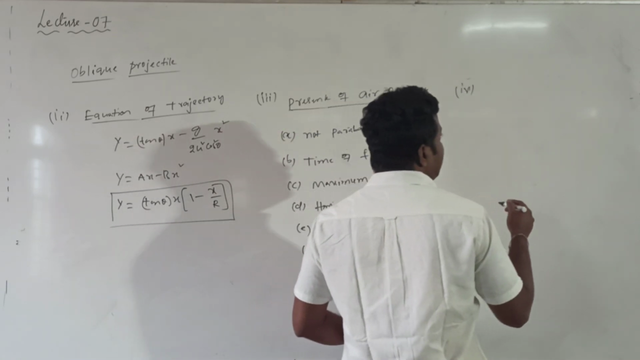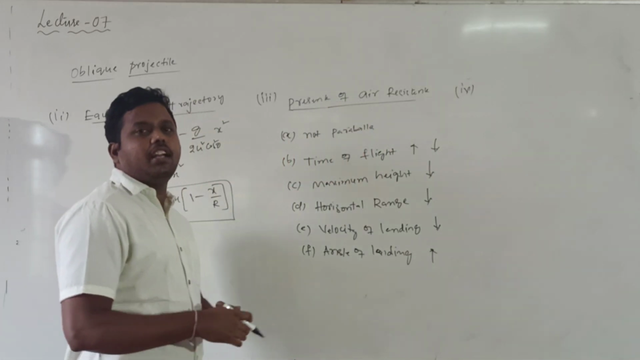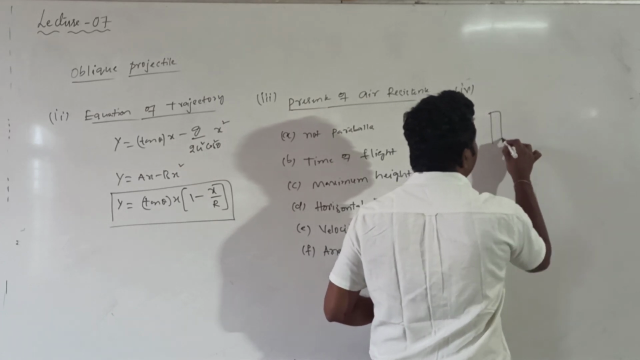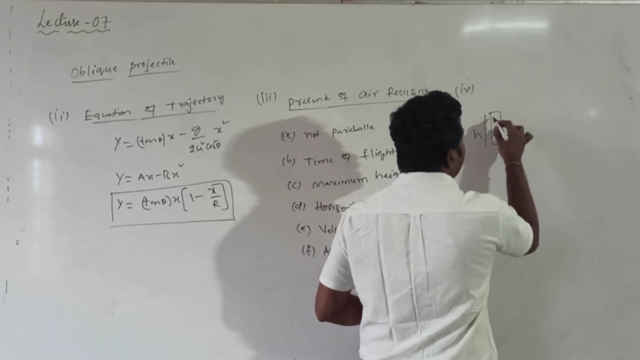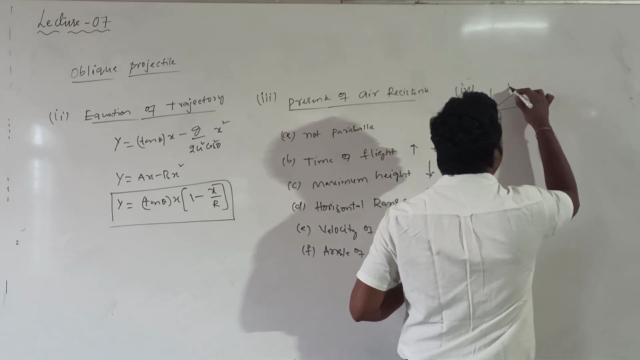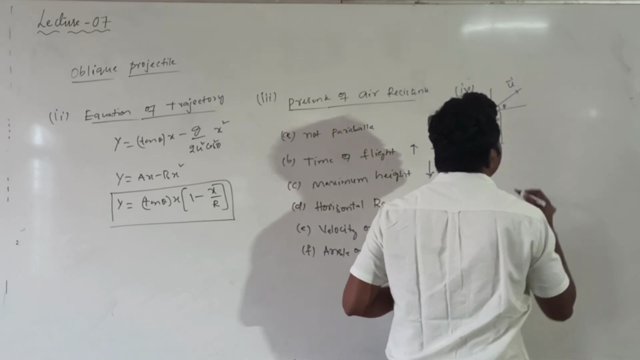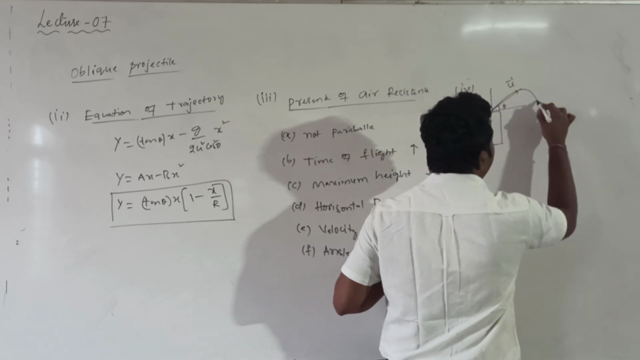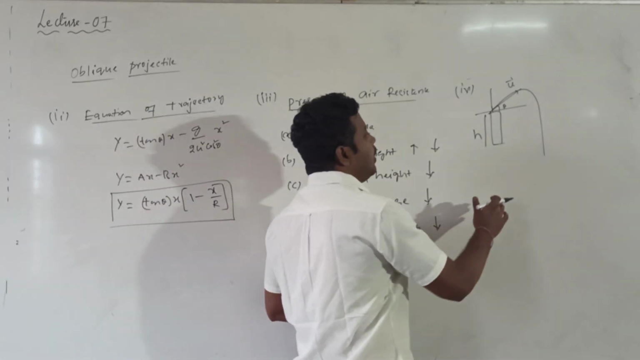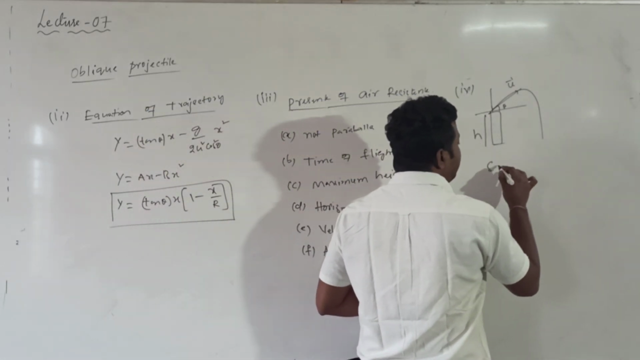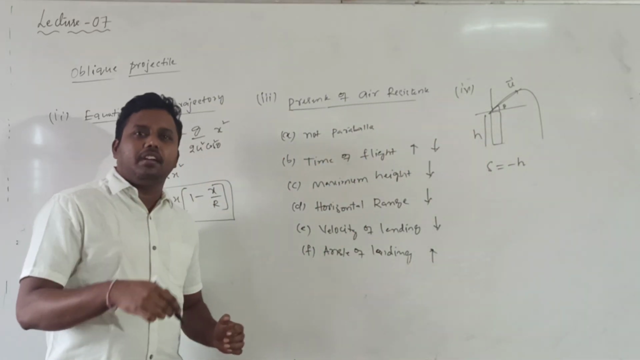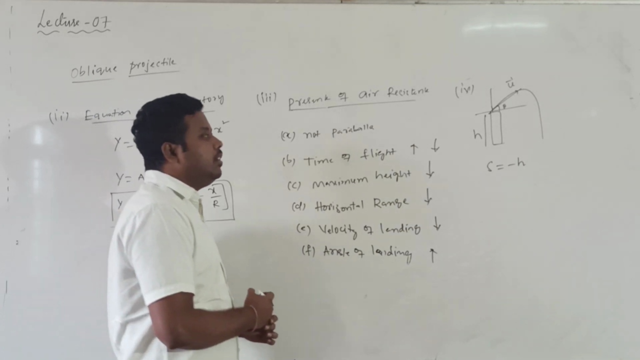Regarding this fourth, till now we discussed projection from the plane ground. If the projection is not from the plane ground, for example, let me consider a tower of height h. From this tower, a body is projected with a velocity u making an angle theta. Then the body will go upward, and again it will come down. Even here the path will be a parabola. But this time the net displacement value will become minus h. So projection from the top of the tower has net displacement equal to minus h.